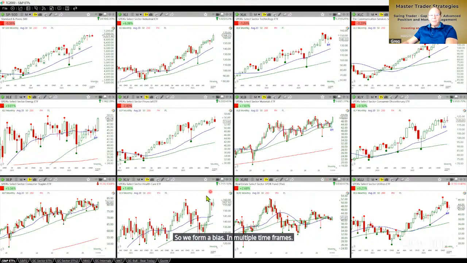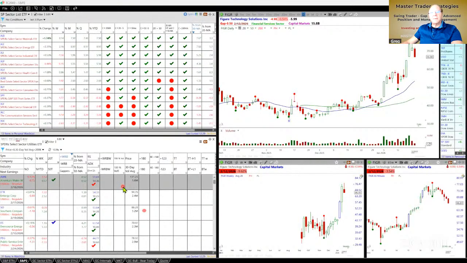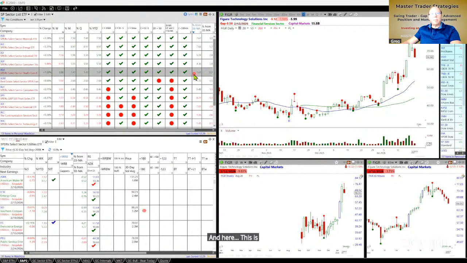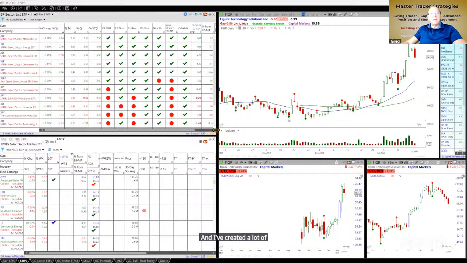So from there, I'm going to show you a different layout. This is a layout that I put together, and we share these with subscribers: letter subscribers, Green Room subscribers, and course takers. If you use this platform, we have no affiliation with this platform, TC2000, but we've used it for decades. And I've created a lot of different layouts that help us find opportunities.